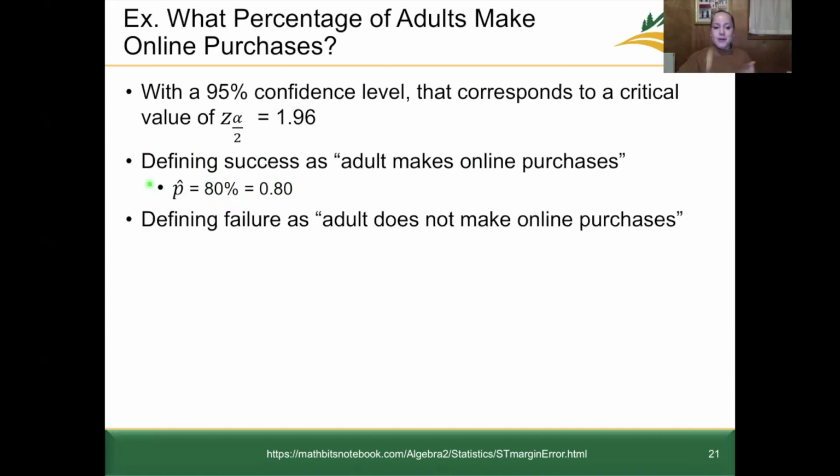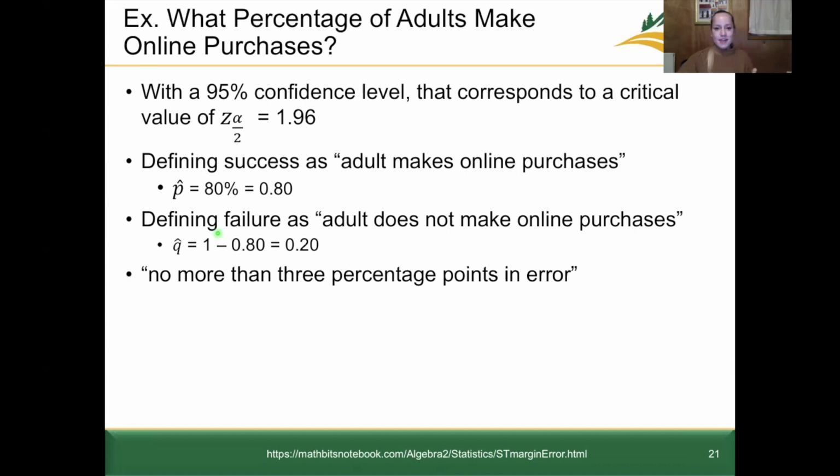Next, if we know our p-hat value, we also need to define a measure of failure. That can be: adult does not make online purchases. In order to solve for q-hat, we take 1 minus 0.8, and we get a q-hat value of 0.20. This bullet point as well only pertains to part A of the question. This next bullet point pertains to both parts A and B.